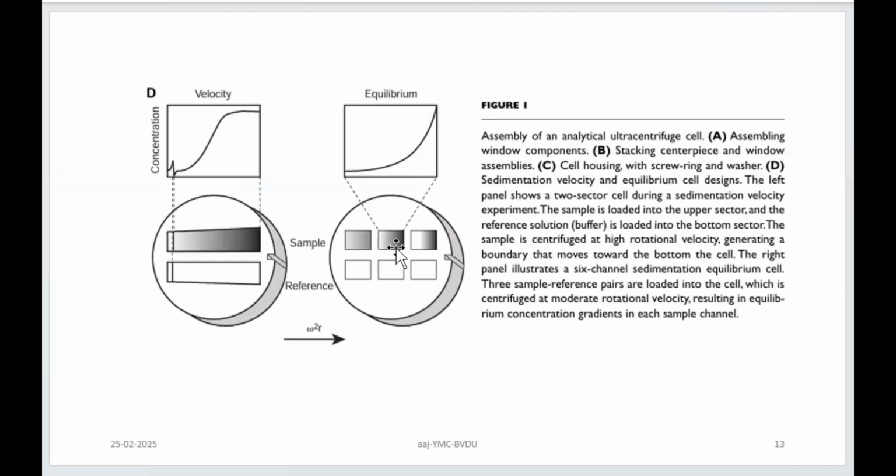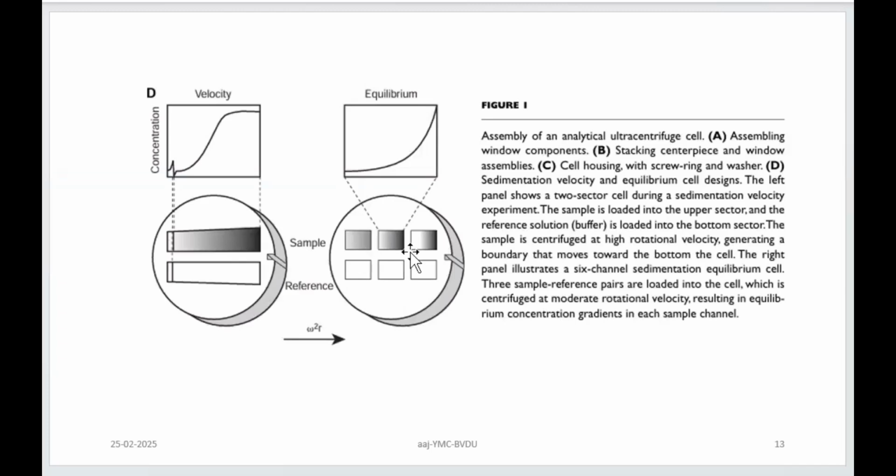Now here is another concept, sedimentation equilibrium, right? Can you compare the two sectors? One is the sample sector, another is the reference sector. The sample is loaded into the upper sector and the reference solution or the buffer is in the lower section, as you know. The sample is centrifuged at high rotational velocity. It will generate a boundary that will move towards the bottom of the cell, right? So this will tell you about the sedimentation equilibrium. That is a parameter which is very important when you are characterizing an analyte.